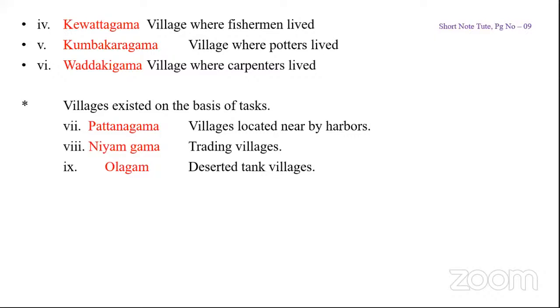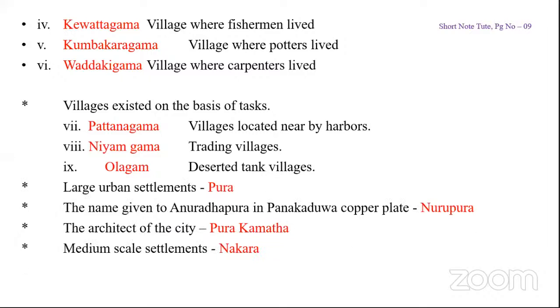So how did Olagam emerge? Imagine that a disease like corona had affected a village. Then what would these people have to do? There was no medicine at that time, so they had to leave the village. If villagers left their village because of a disease, or maybe the soil had become infertile, that's the Olagam. And large urban settlements are known as Pura.